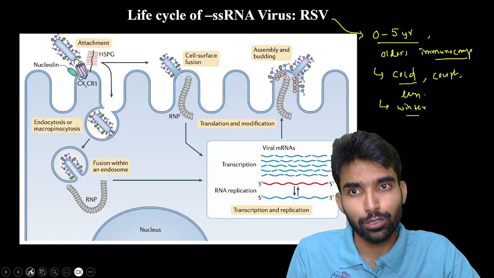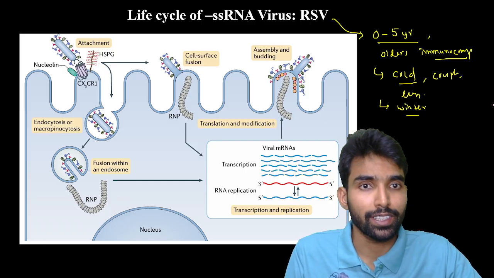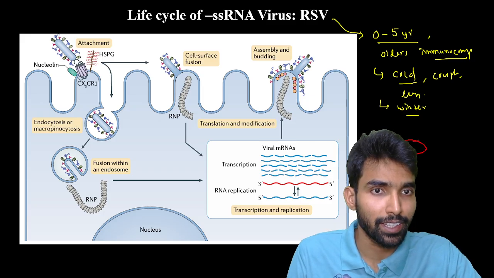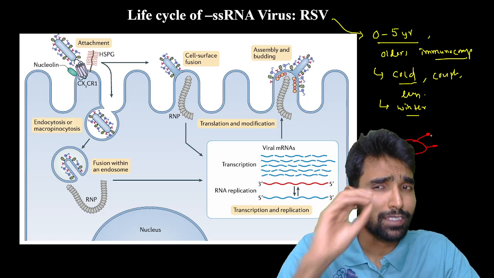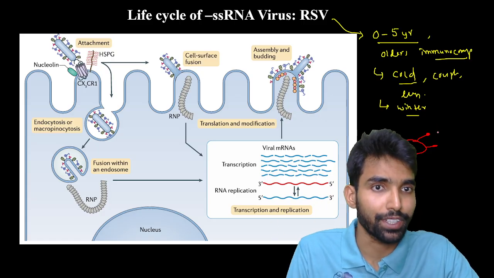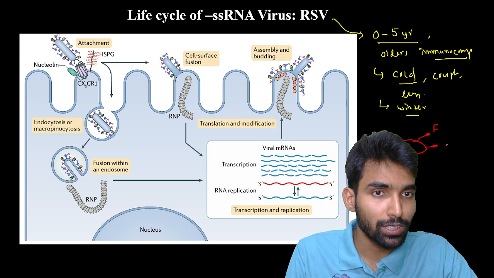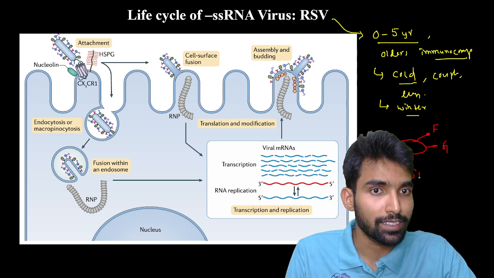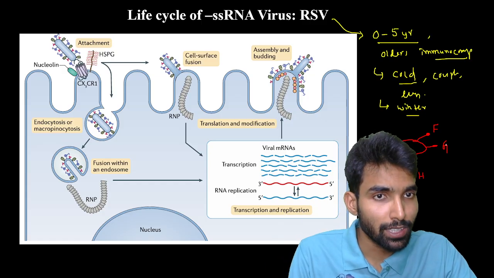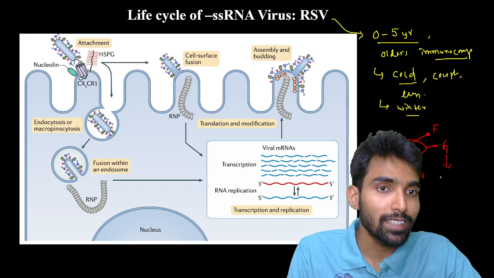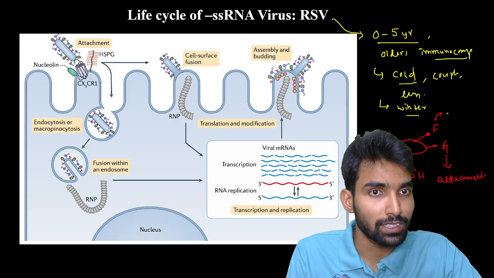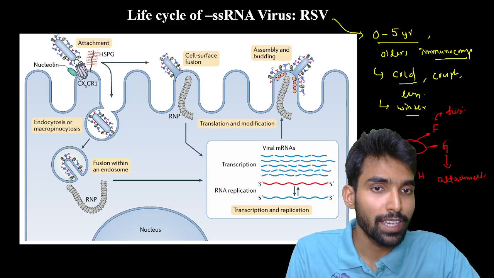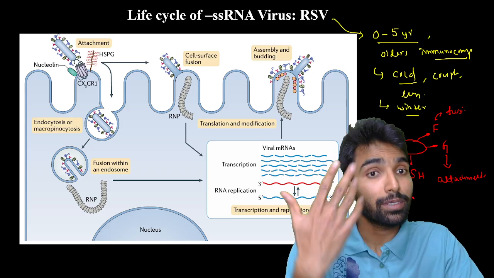But the main thing is, if you see the viral structure, let's say this is the virus and it has three major surface glycoproteins. I don't want you to remember each and everything, but for understanding the life cycle of the virus it's quite important. This is the F glycoprotein, this is the G glycoprotein, and this is the SH glycoprotein. What's the role of each? You can remember: G is the attachment glycoprotein, F is the fusion, and SH is delaying apoptosis.